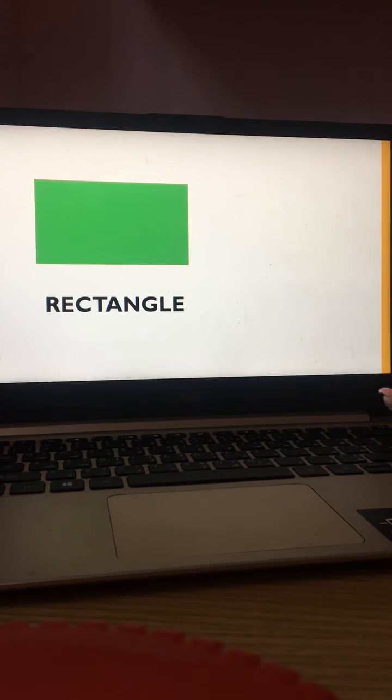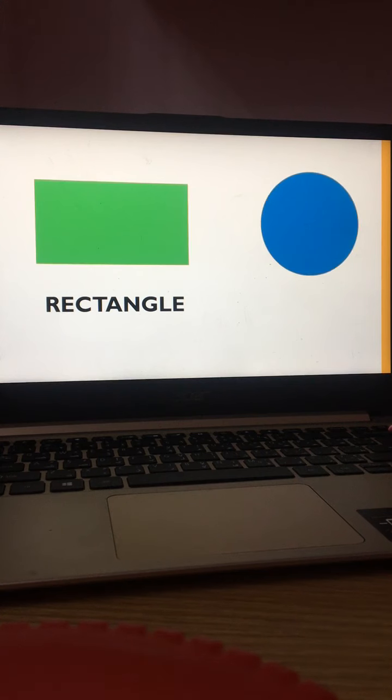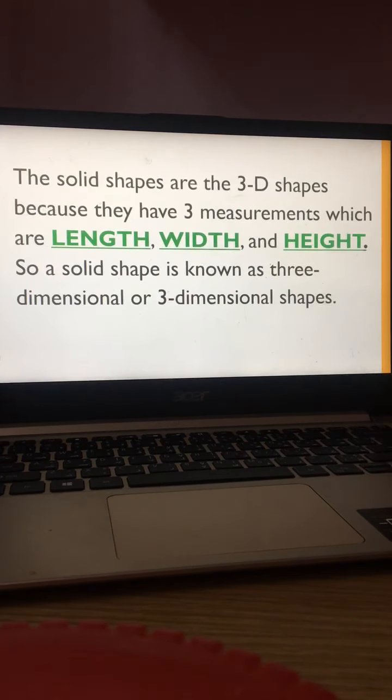Now this is the fourth 2D shape that we are going to talk about. It's called a circle. What is it called? It's called a circle. This is how a circle looks. Now we're done talking about the 2D shapes.